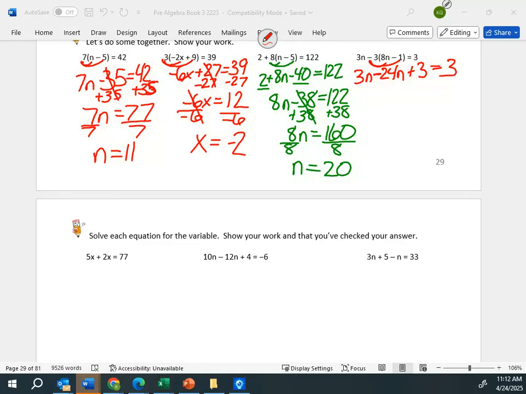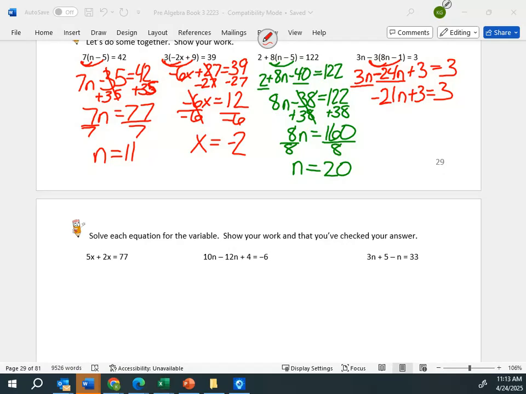What's my next step? David, combine your n's, 3n and 24. Combine my like terms. So what would that turn into, David? That would turn into negative 21. Yes. 3n minus 24, and 3 minus 24 is a negative 21, and we have to keep that n with it. Bring down the rest of your equation that we didn't combine. So now we have negative 21n plus 3 equals 3.